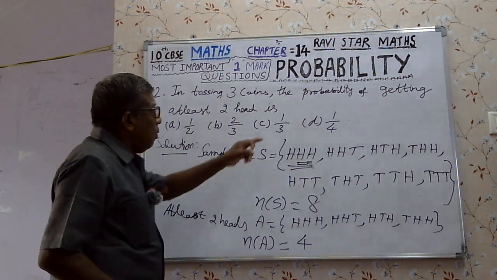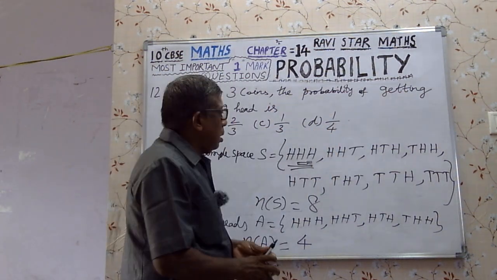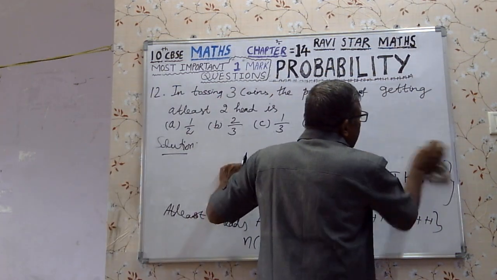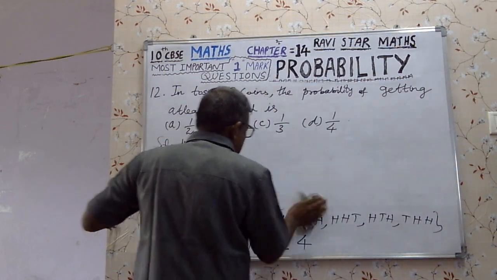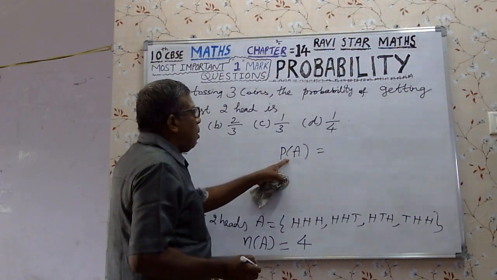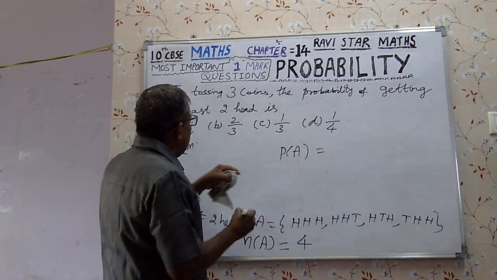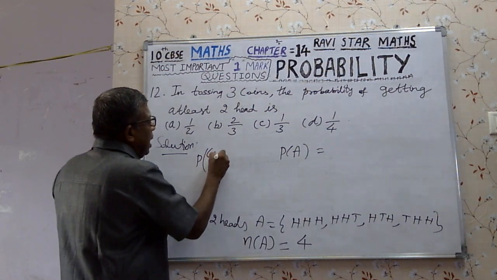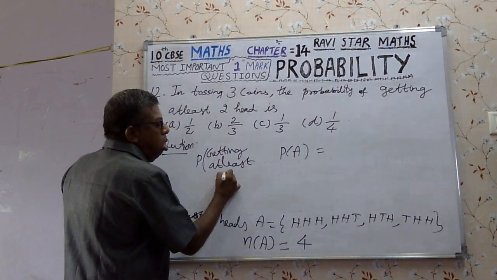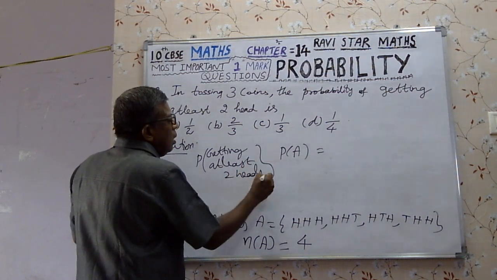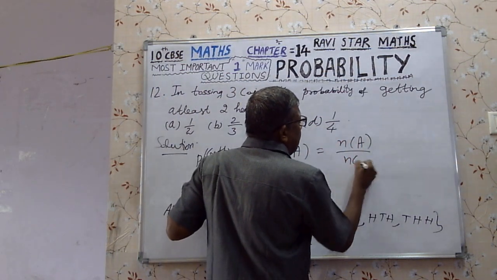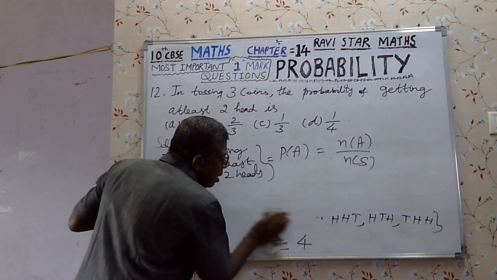Now the question is, what is the probability of getting at least 2 heads? Then P of A. What is the formula for P of A? What is the meaning of P of A? The probability of getting at least 2 heads is denoted by P of A, which is equal to N of A by N of S.